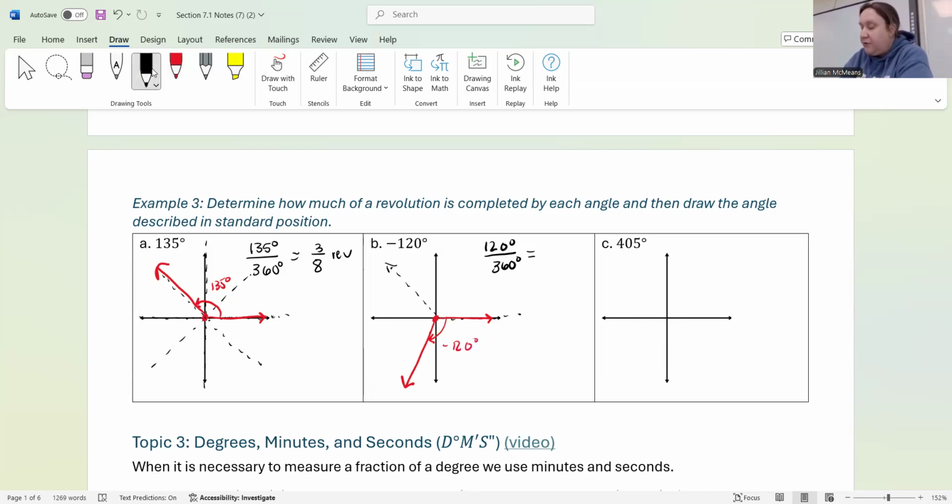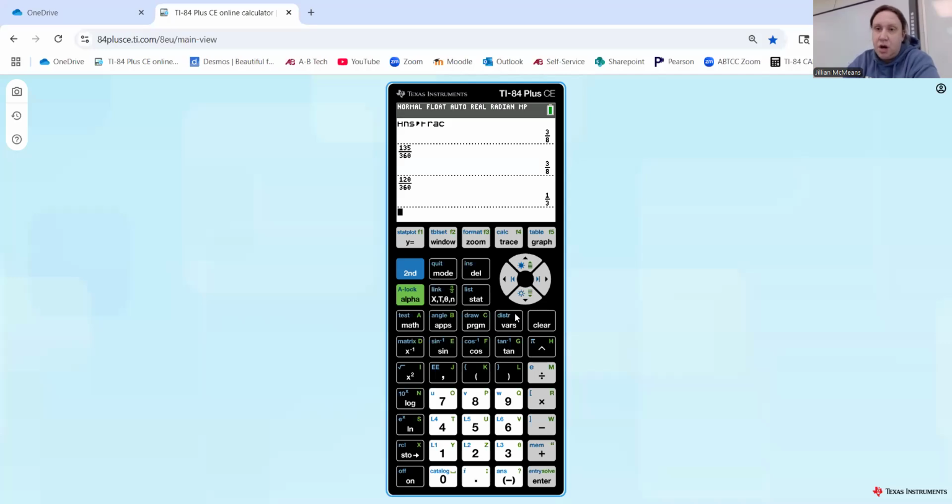Now, finally, we have 405 degrees, so we're going to compare 405 degrees to 360. So let's jump over to the calculator. It is helpful if you can get to the point where you can sort of eyeball some of these measures so you don't always have to draw the Cartesian plane and split it into equal pieces, but just know that you always can if you need to. So alpha y equals, we're comparing 405 degrees to one full revolution, which is 360. We hit enter, and we get that this is 9/8 of a revolution.